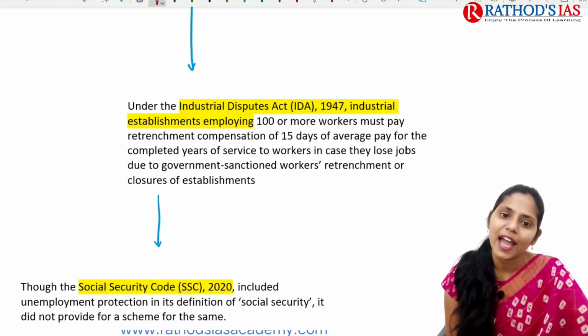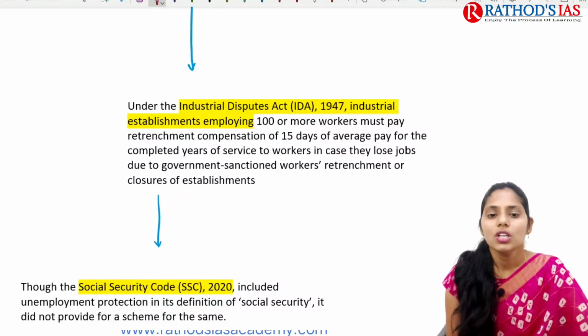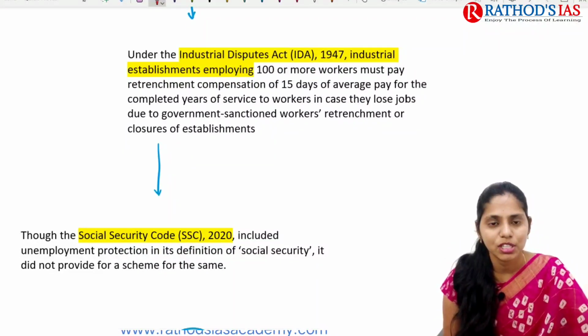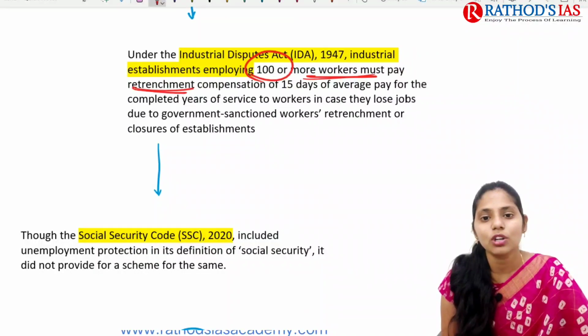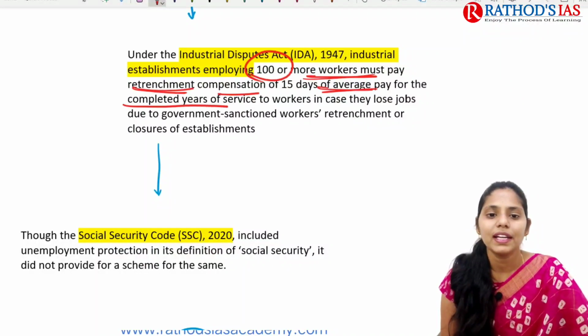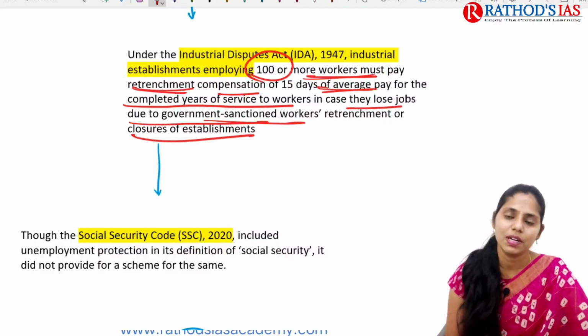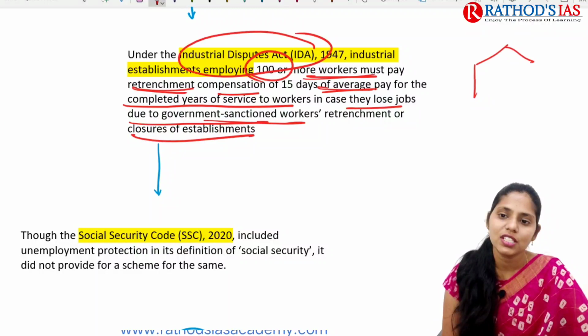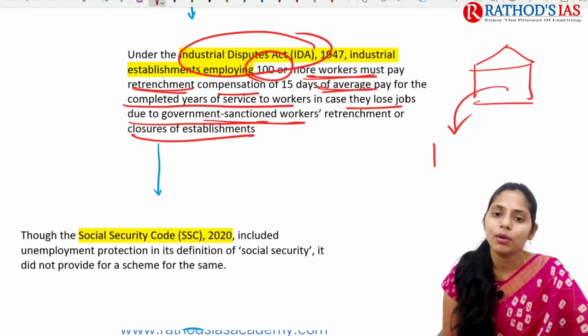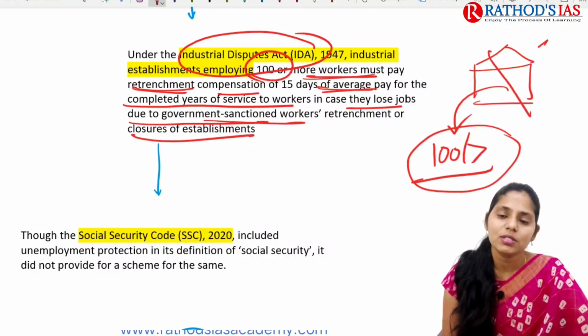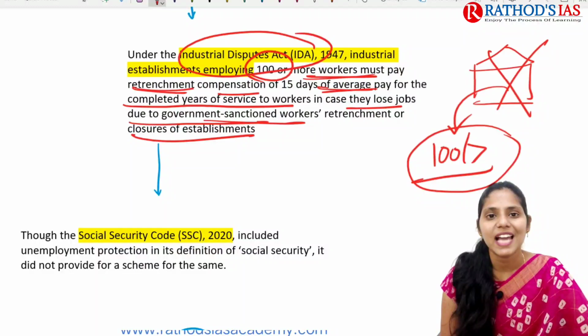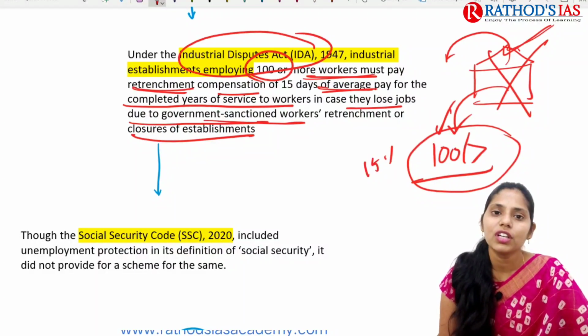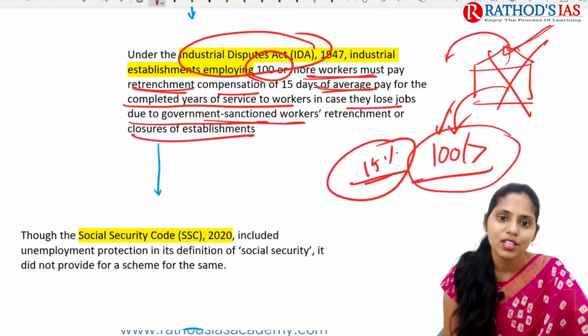And if you're talking about one more important act, it is the Industrial Disputes Act of 1947. It mainly focuses on establishments employing 100 or more workers, which must pay retrenchment compensation of 15 days of average pay for completed years of service to workers in case of any lost job due to government sanctioned worker retrenchment or closure of the establishment. So according to this Industrial Disputes Act, if a company employing 100 or more workers closes, or because of some government sanctions, whenever workers lose their jobs, the company needs to pay compensation of 15 days of average pay. Okay, so this is about the Industrial Disputes Act.